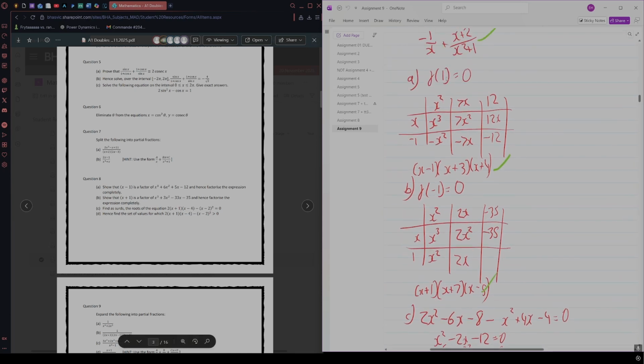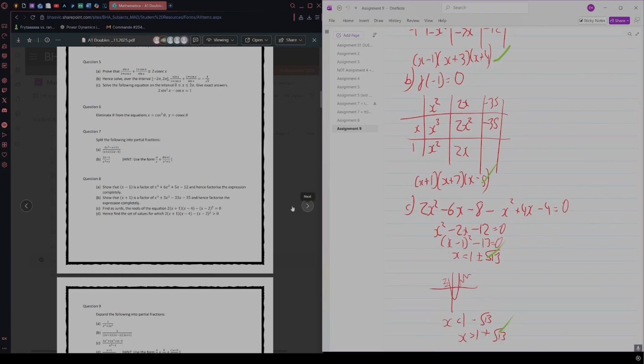In the exam you would have to actually show substituting 1 in gives you 0, but I can't be bothered. Then it tells you to divide it and factorize, so you do that, use whatever method you want. Same thing with this question. Substitute -1, divide.